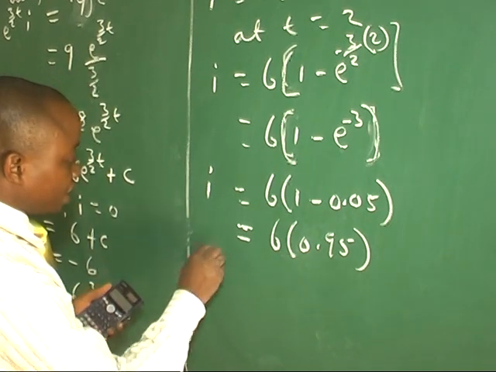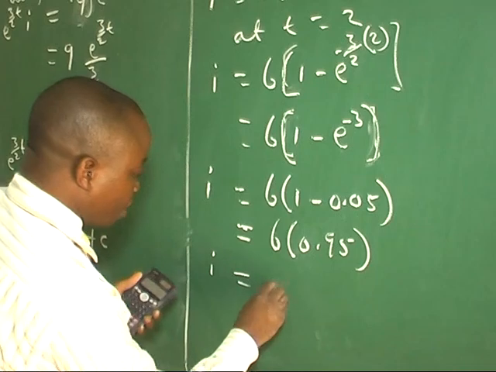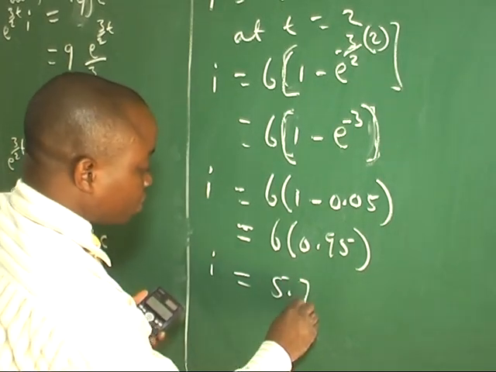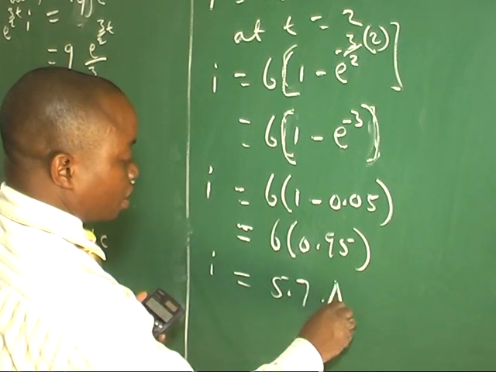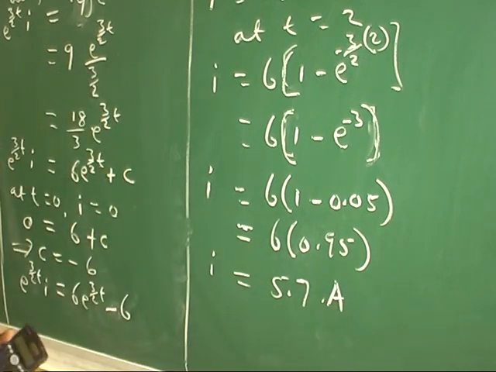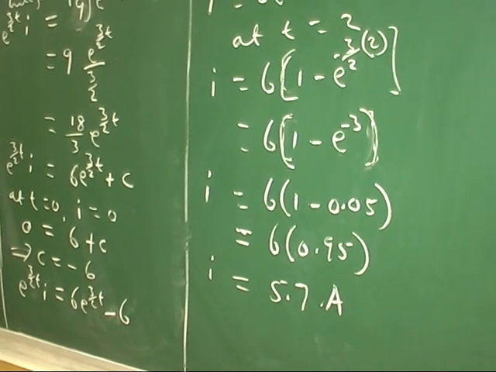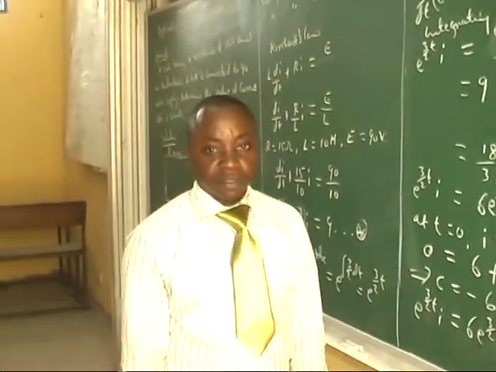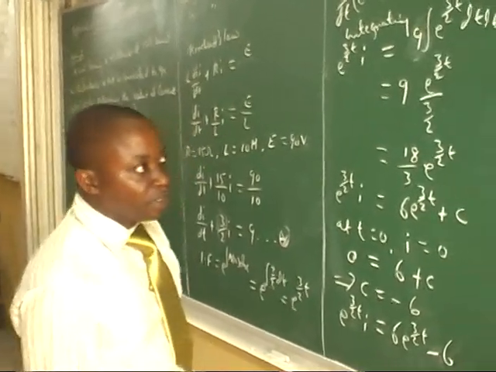And that gives us that I is equal to 5.7 amps. So we can approximate it to 6 anyway, but that is the value. It's simple to go about. It's very simple.